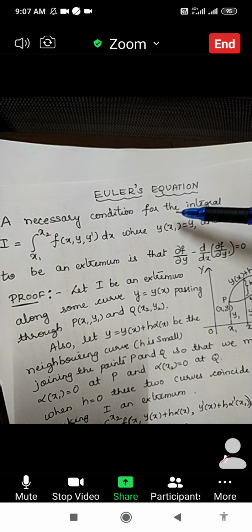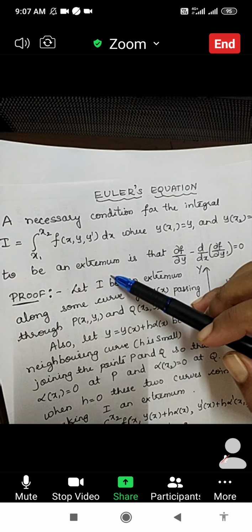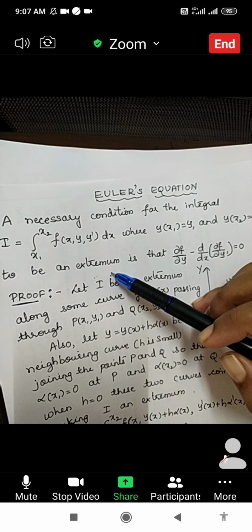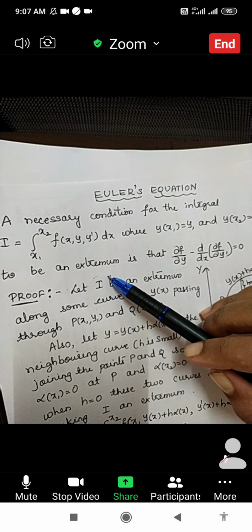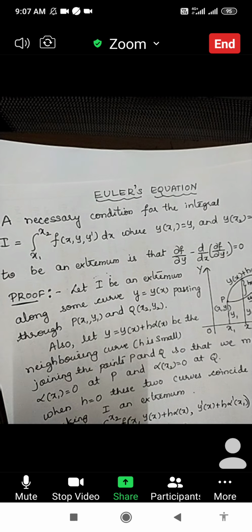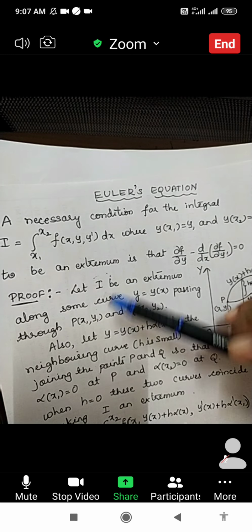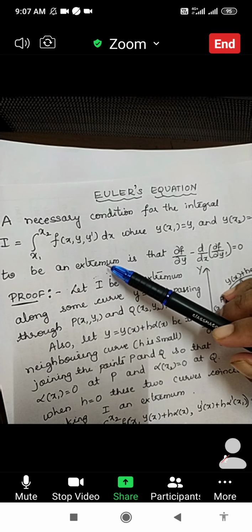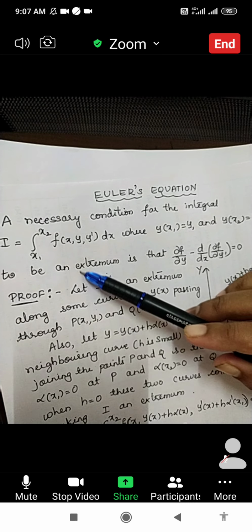Now, to explain this, extremum. Extremum means, do you have an idea? Yes, maxima or minima. Extremum will not be only maxima or only minima; together it may be maxima, may be minima. So that is in general called an extremum.